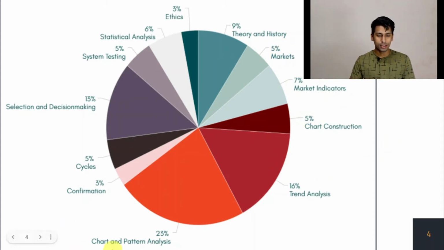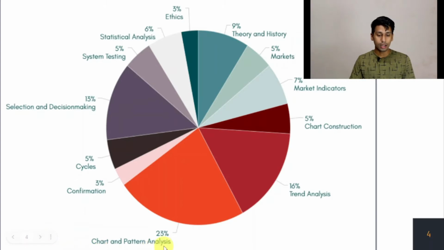If we look at chart and pattern analysis, it has a 23% weightage. Trend analysis has a weightage of 16%. So some chapters have more weightage, others less. Confirmation cycles have just 3 to 5% weightage. If we focus more on those subjects which have more weightage, then we are in a better position to clear this exam.